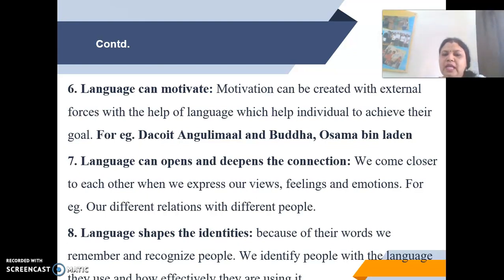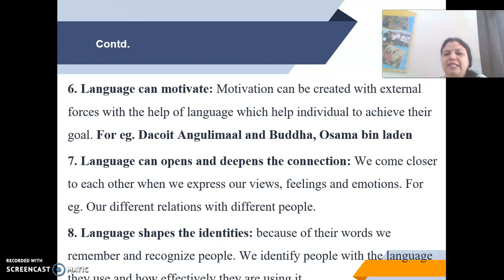Language opens and deepens connection. We come close to each other when we express our views, feelings and emotions. For example, our different relations with different people. Because of language, it is quite possible that people can develop a very good relationship with different persons. And again, with the use of bad language, people may have gaps in their existing relationships.